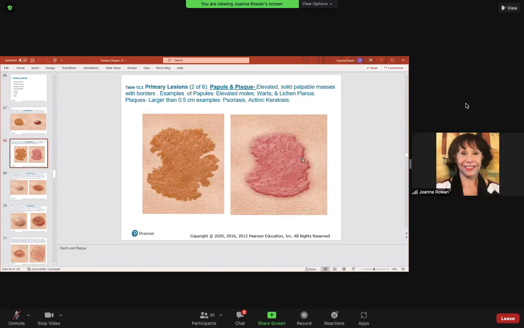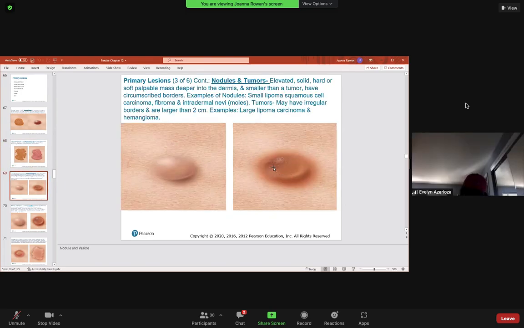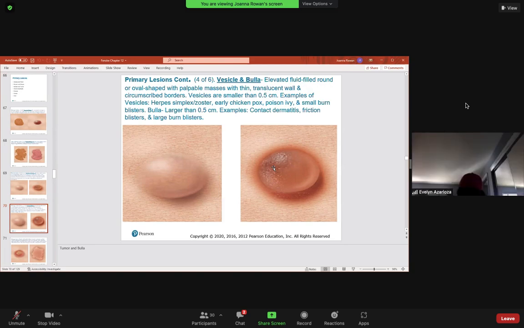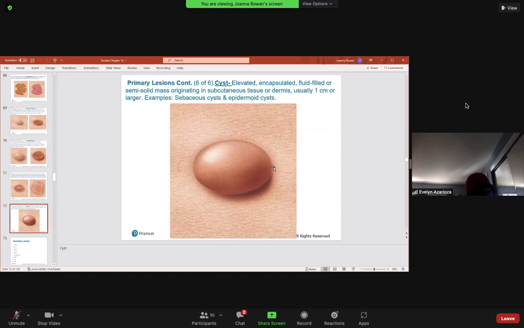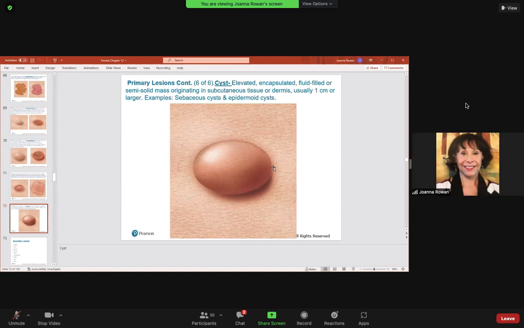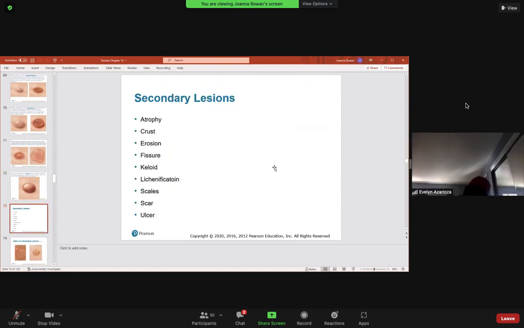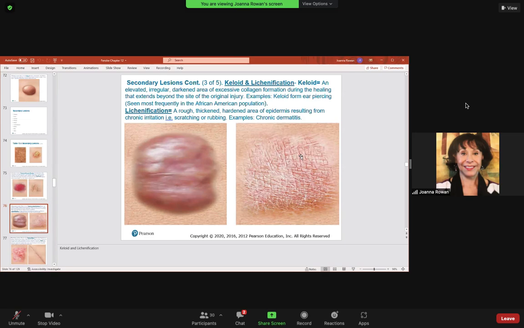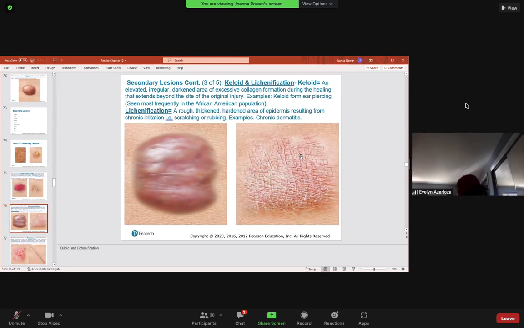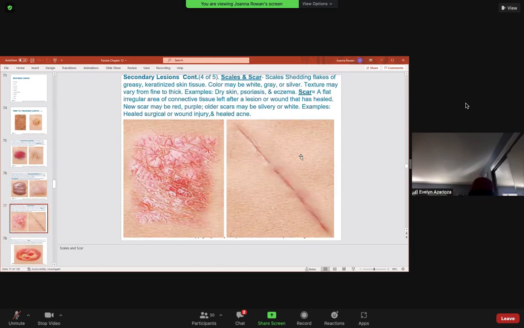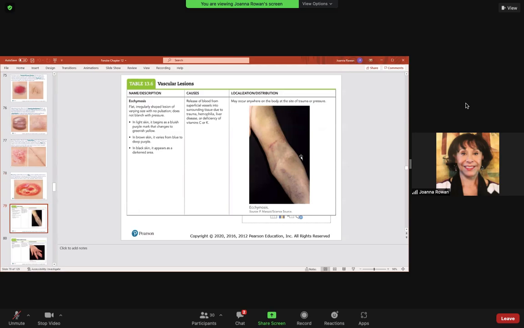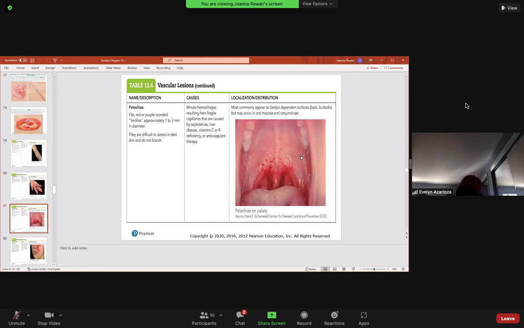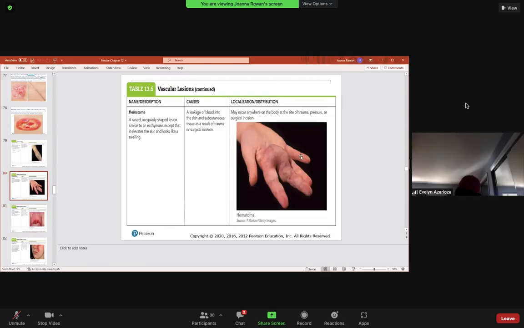And then vesicle and bulla, I think. Okay, not nodules. Okay, hold on. You're quicker than I am. Vesicle, and got it. And cyst. Cyst, okay. Keloid and lichenification. Hold on a second. Oh, okay, I see that. Ulcer. Okay. Hematoma. Yeah, hematoma. Where is the hematoma?